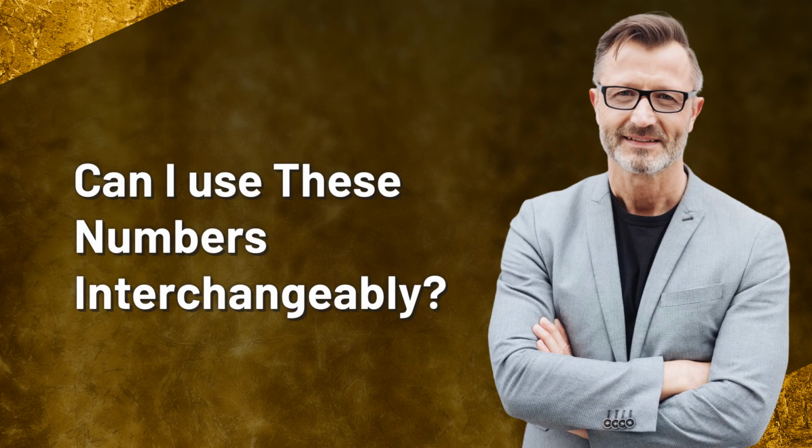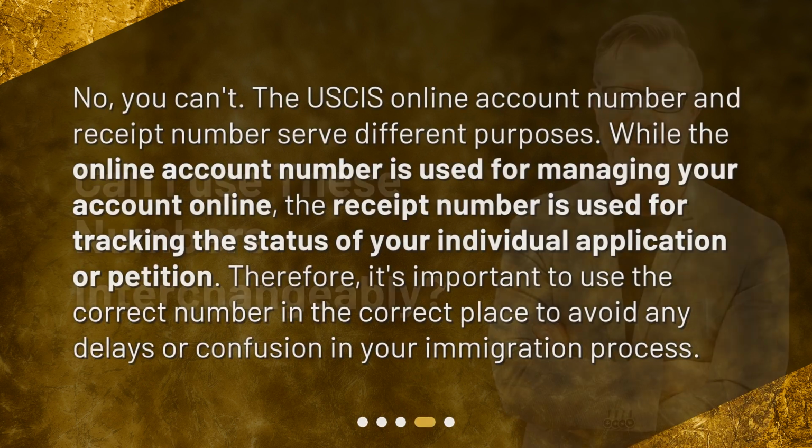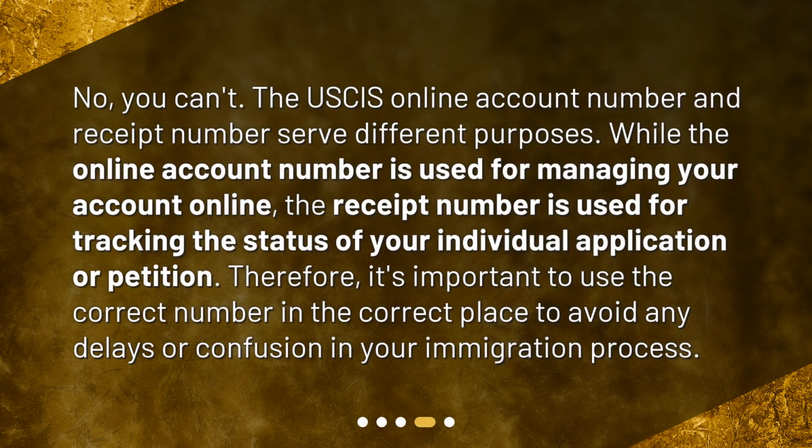Can I use these numbers interchangeably? No, you can't. The USCIS online account number and receipt number serve different purposes. While the online account number is used for managing your account online, the receipt number is used for tracking the status of your individual application or petition. Therefore, it's important to use the correct number in the correct place to avoid any delays or confusion in your immigration process.